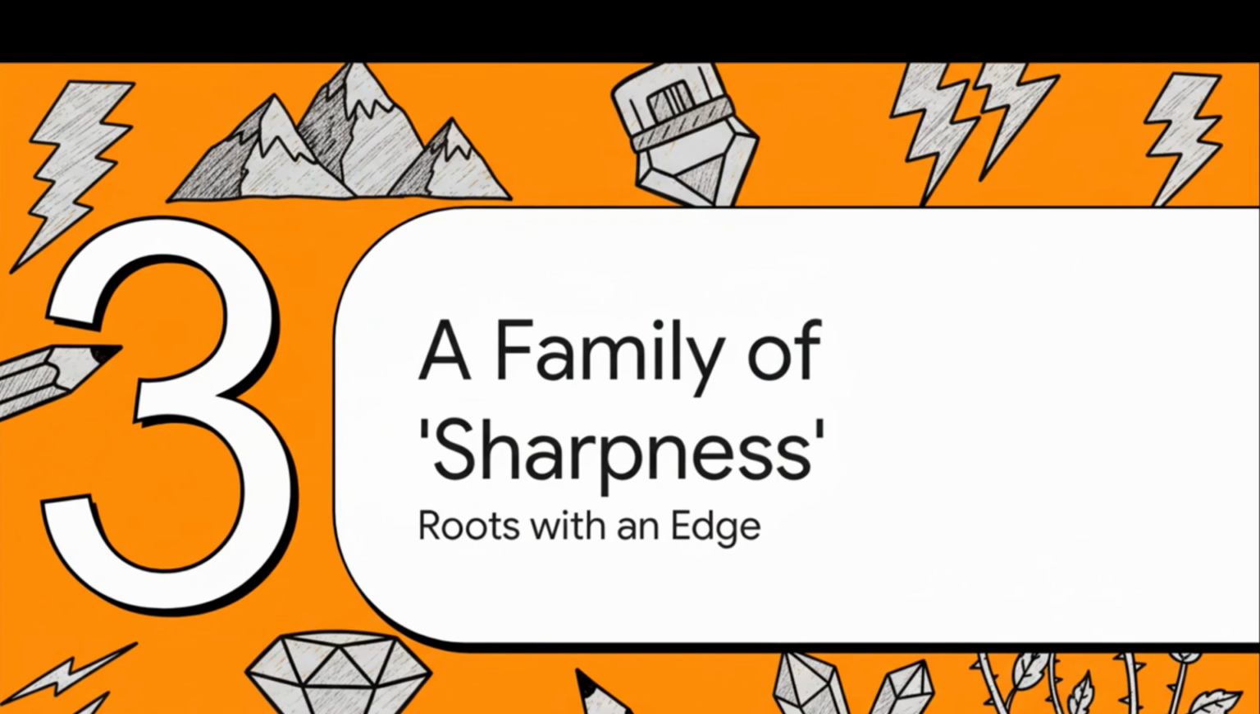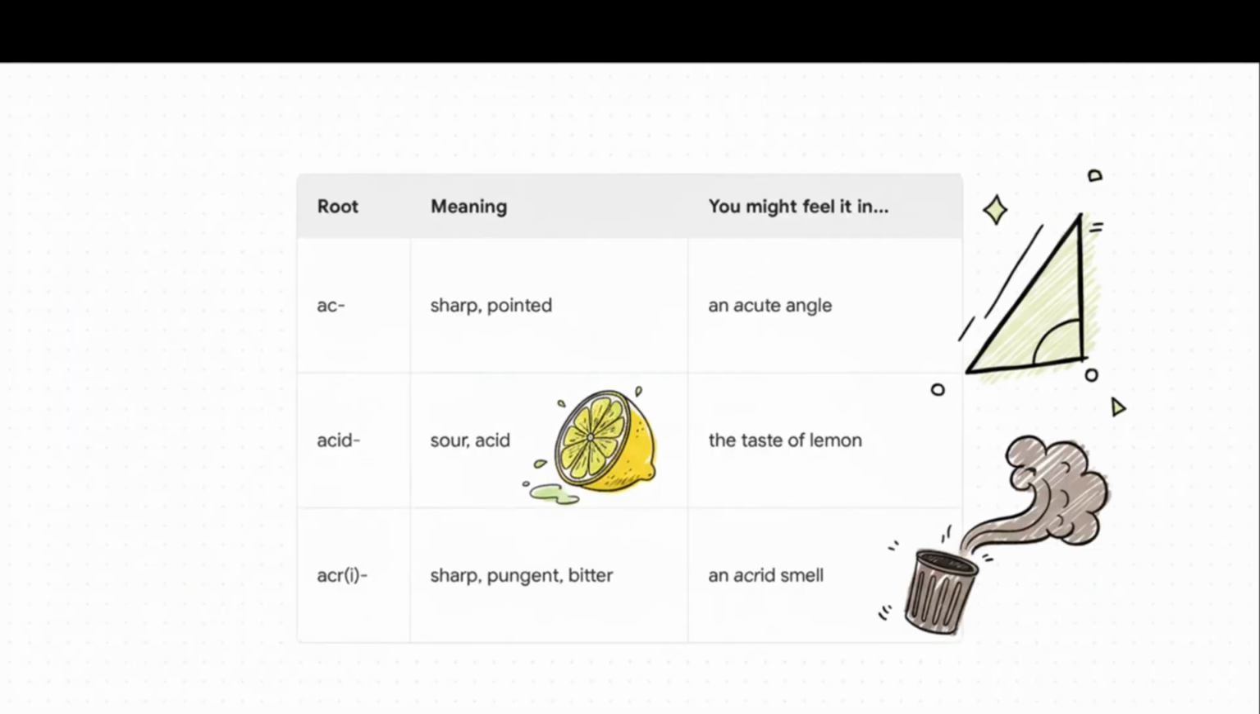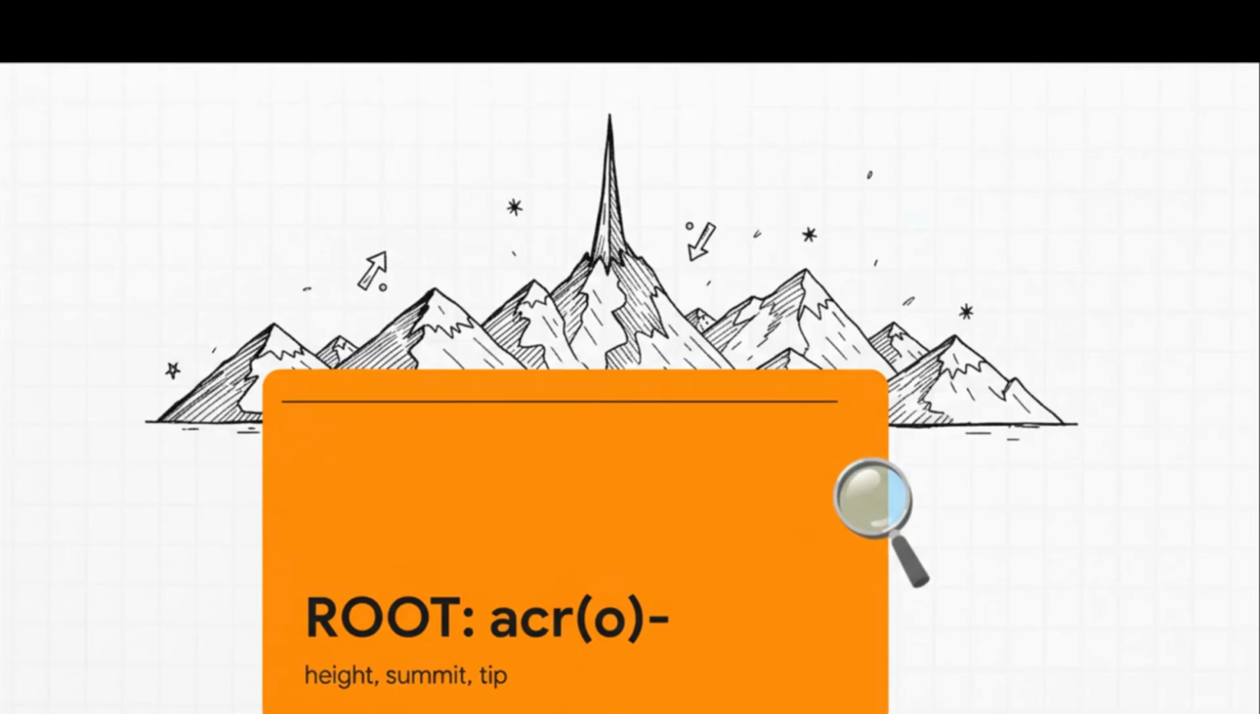Okay, now for what I think is the coolest part. We're going to look at a whole family of roots that are all related to one single idea. In this case, it's the idea of sharpness or being pointed, having a bit of an edge. Check out the subtle differences here. Ac just means sharp or pointed, like an acute angle in math class. Acid is more about a sensory sharpness, like the sour taste of a lemon. And then acre is that really harsh, pungent kind of sharpness, like an acrid, nasty smell. They're all in the same family, but they each have their own unique flavor. Literally.